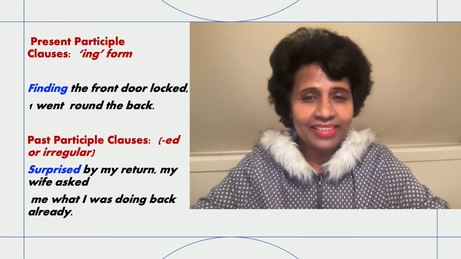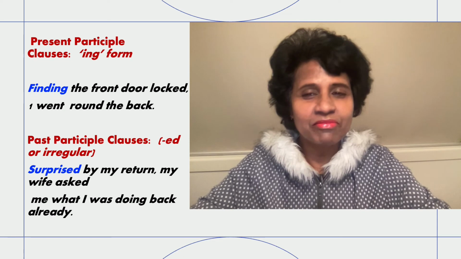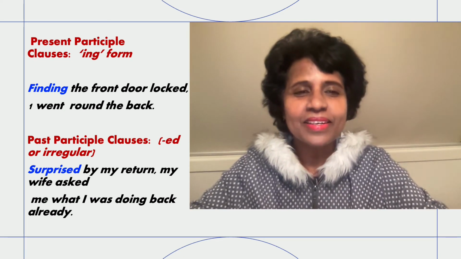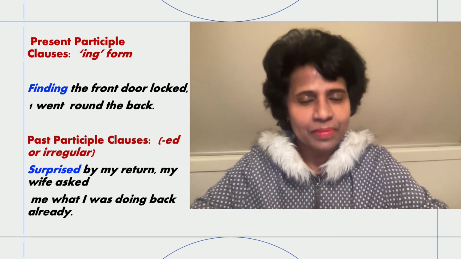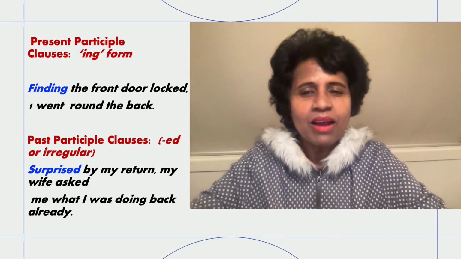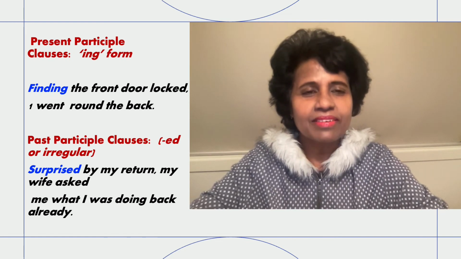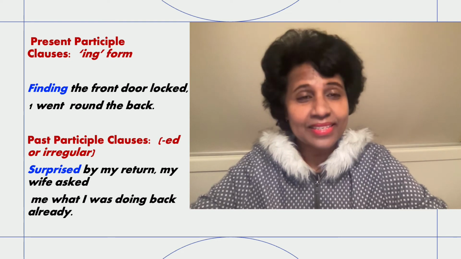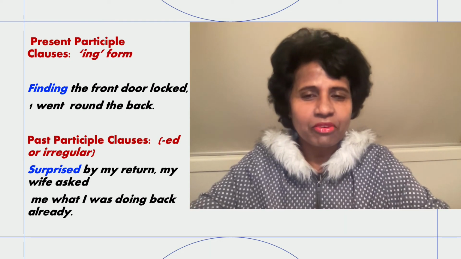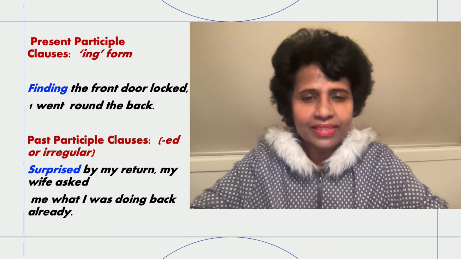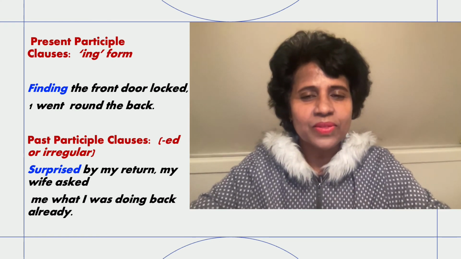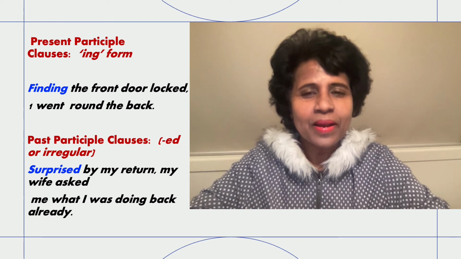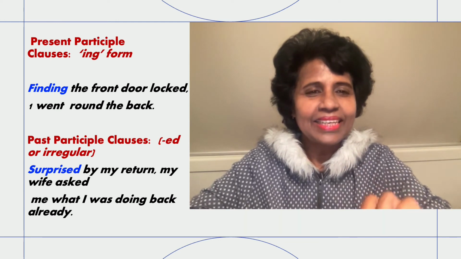The next type of conjunction is participle verb forms and infinitive verb forms. First, let's take the present participle form and past participle form. Example, finding the front door locked, I went round the back. Here, the conjunction finding is the present participle or ing verb form. Surprised by my return, my wife asked me what I was doing back already. So here the conjunction surprised is the past participle form or the ed form.